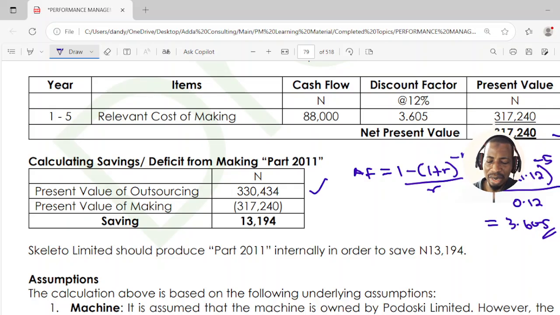This is the present value of internal production of part 2011. The difference is 13,194, meaning that the internal production is lower than the supplier's quotation. In this case, our advice should be that Skeletal Limited should produce part 2011 internally in order to save 13,194. 10 marks, you pocket it.